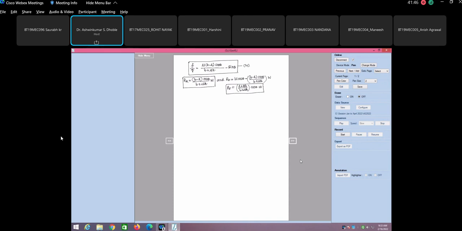Okay, now the next case I will just give you the final expression, because looking at your interest I don't feel that I should derive these equations for you.